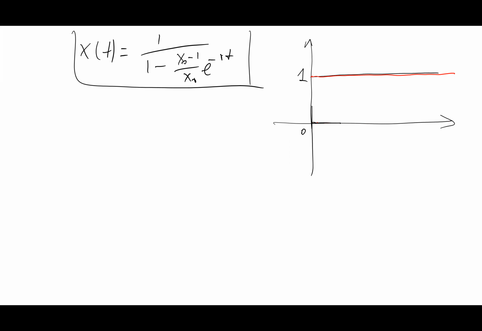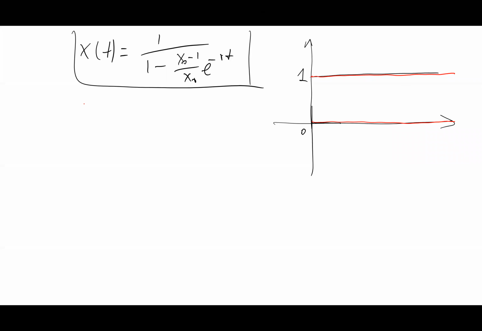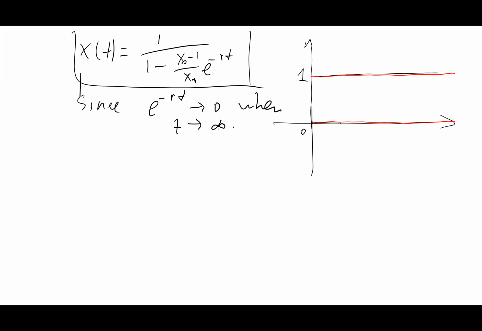And now, since e to the power minus rt tends to 0 when t tends to infinity, x of t will tend to 1 as t tends to infinity. That's one conclusion, and this is in line with the analysis we did before, based on equilibrium and stability.